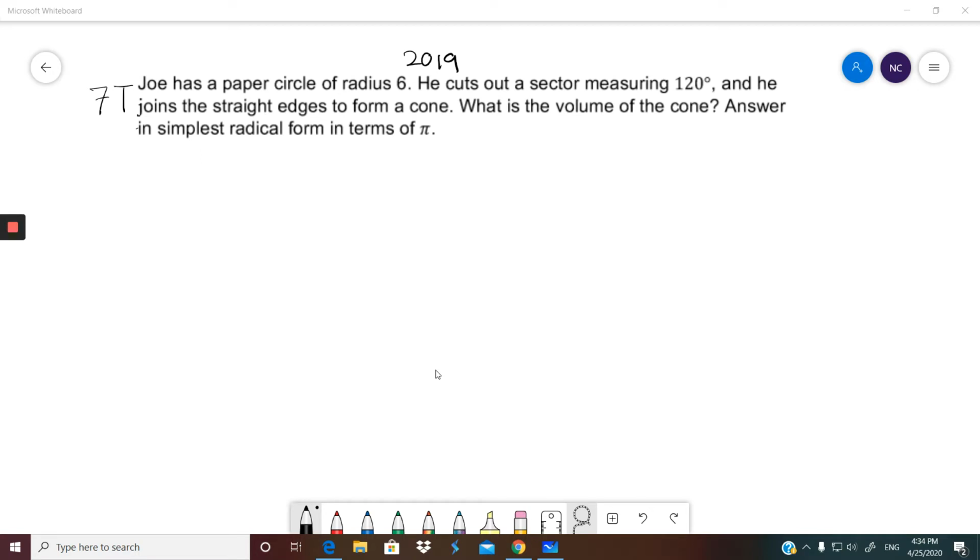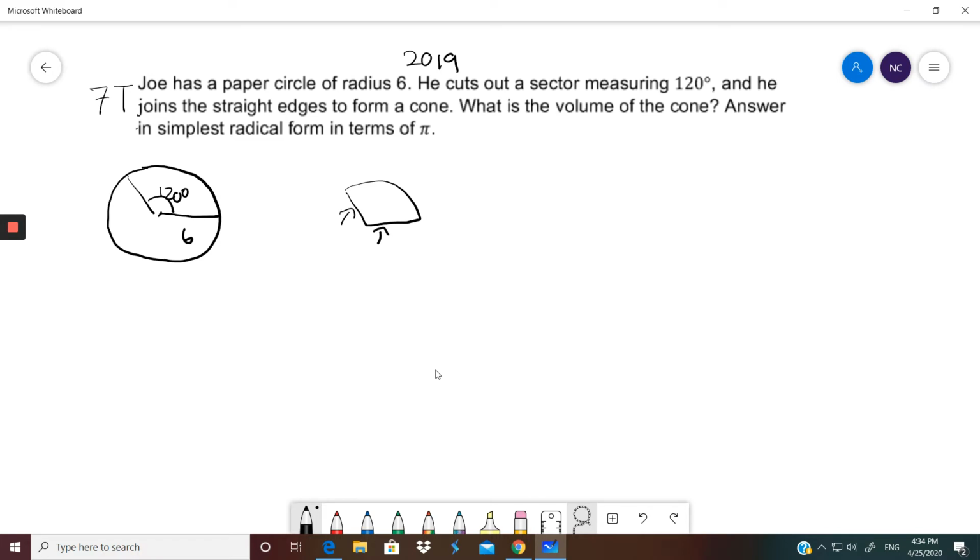Okay, so it's a geometry problem, so for all geometry problems, you always draw first. So let's draw the original circle. It has a radius of 6, and we cut out a sector measuring 120 degrees. So let's say that's about here. So 120 degrees is, of course, 1/3 of the circle. And what we really need to know from this circle is that we join this part together. So if we have this sector, we're going to join this part with this part.